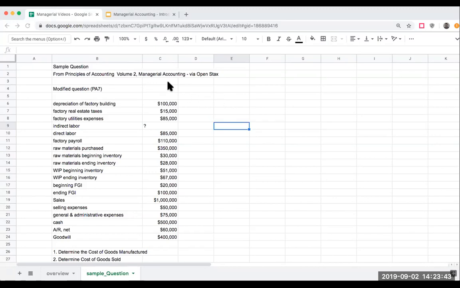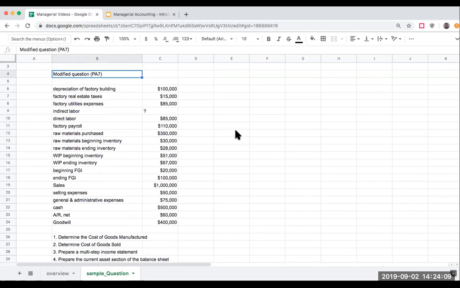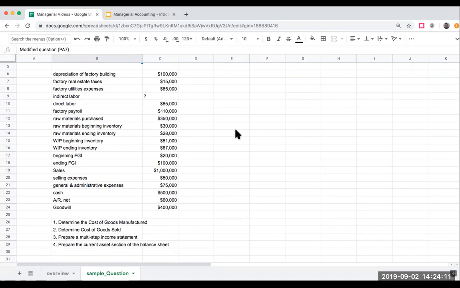Okay, so we're taking a look here at the sample question. This is a modified question from Principles of Accounting, Volume 2, taken via OpenStax. This is problem A7, in chapter 4, under a job order costing question, but I've modified it to be more of an introduction to what we're studying here in terms of managerial accounting. Right over here, we've got a lot of different items.